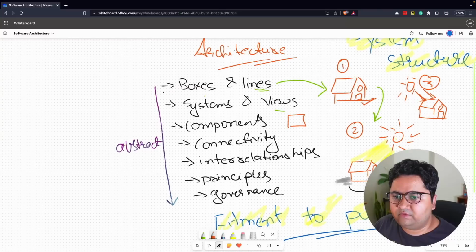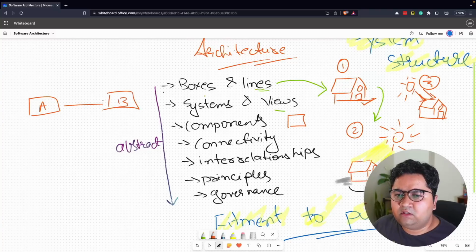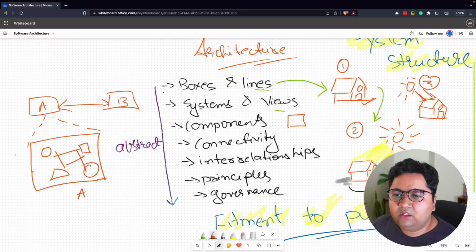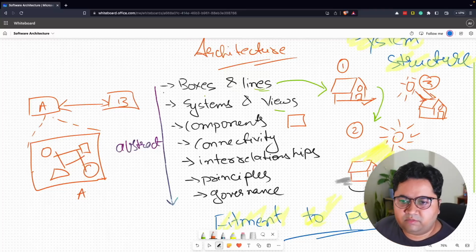Let's say, maybe I'll move this side. So let's say if this is component A and this is component B, this is one kind of connectivity. And this is component A, a bit of a zoomed-in version, and there could be something here, something here, something here, and this is also connectivity, right? There's something else here and stuff like that. So there's also a lot of interrelationships around here.